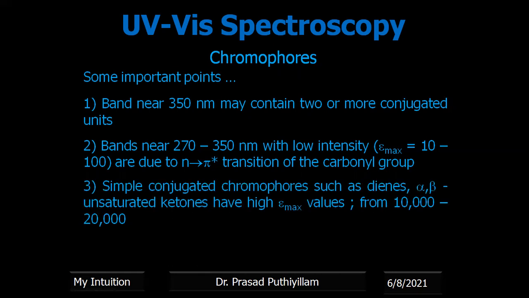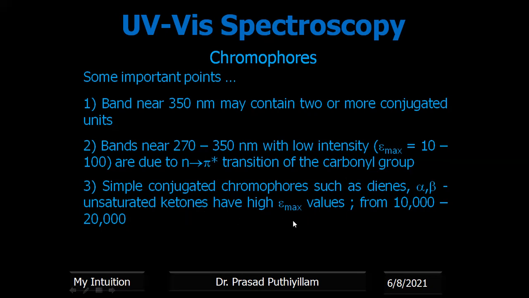Simple conjugated chromophores means conjugation, the alternate single and double bonds, is there but limited, not continuing for a longer distance. We call them dienes, or alpha beta unsaturated ketones. That is, a ketone functional group is present in the molecule, and the next carbon connected to that ketone functional group has a double bond. If we treat the ketone as a functional group, the nearby carbon is the alpha carbon, and the next carbon is the beta carbon. Between those two carbons, if a double bond is there, we call it an alpha beta unsaturated ketone.